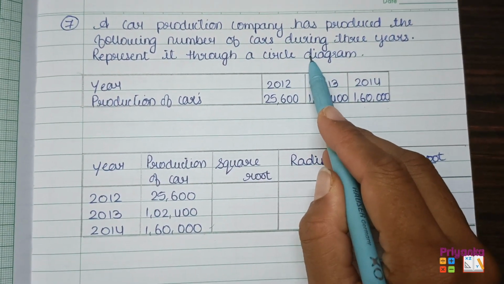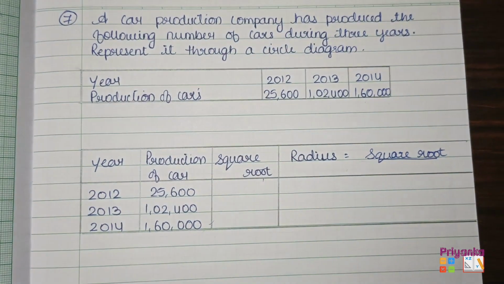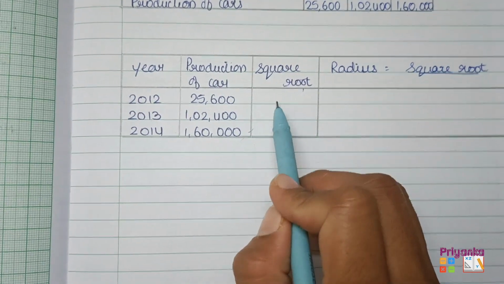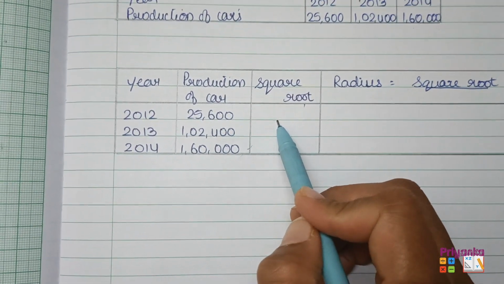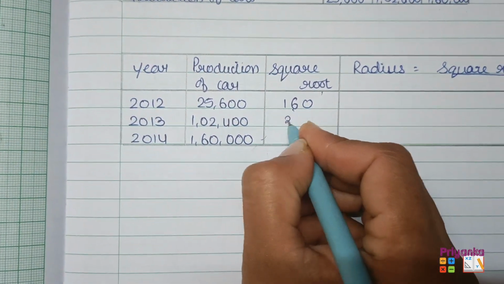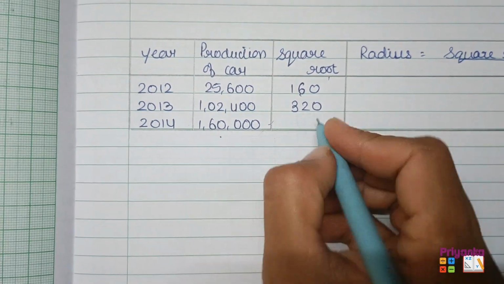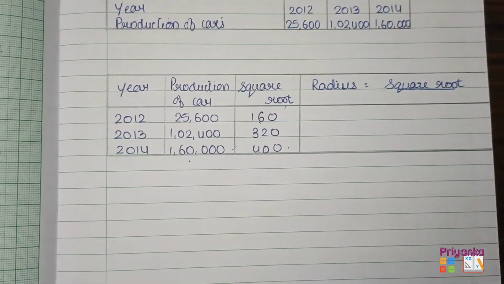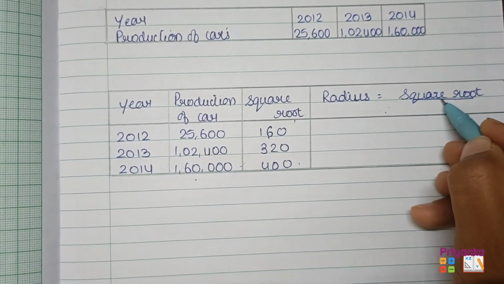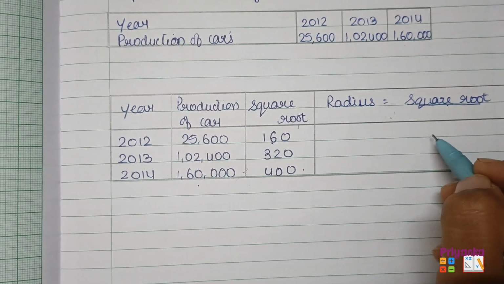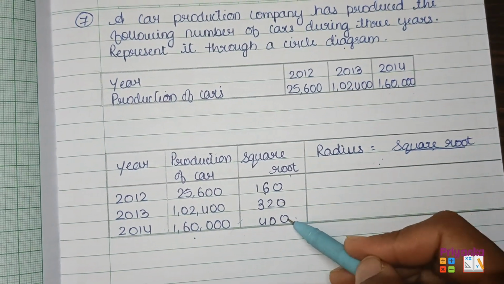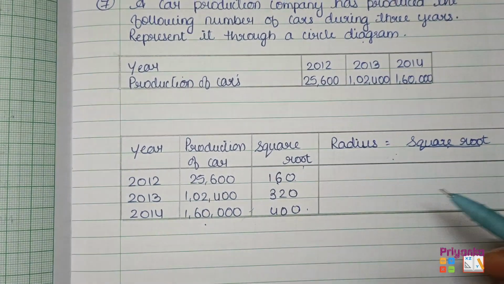Whenever we have to prepare a circle diagram, the square root has to be taken, which can easily be taken from your calculator by this. So just take the square root of 25,600, which will be 160. For 1,02,400, it would be 320, and for 1,60,000, it would be 400. So after taking the square root, we have to find the radius. For the radius, we take a smaller number of centimeters to make a circle diagram, because each year we have to prepare a circle showing how much production has increased.